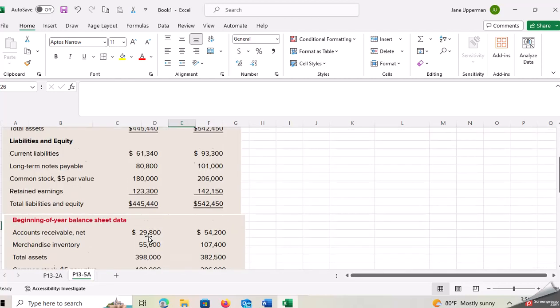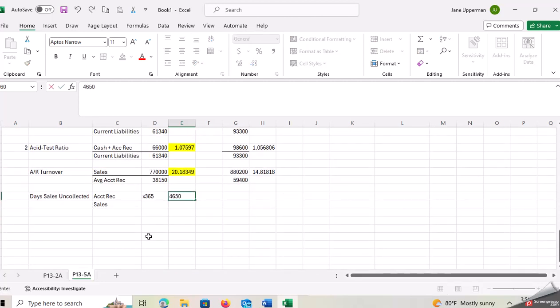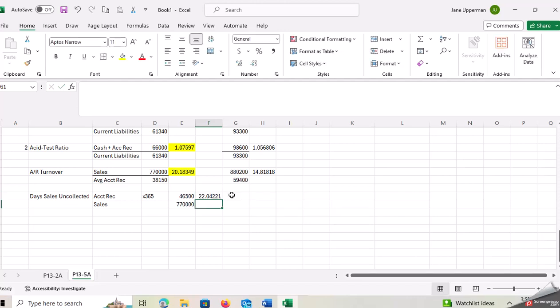So for this one, our ending accounts receivable is 46,500. The sales are 770,000, and then I'm going to multiply that by 365. I guess I'll put it in parentheses. I don't think I have to, but just in case, I will do that first. So it's taking 22 days for them to get paid. That's what that is telling us.